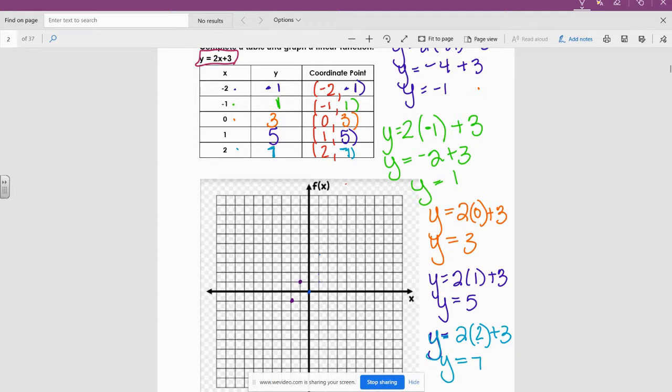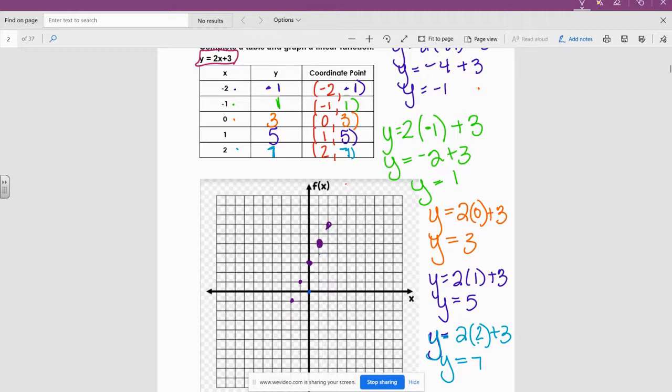When x is 0, y is 3. So 0, so you don't move on the x-axis left or right, but you go up 3. 1, 2, and 3. When x was 1, y was 5. So here is 1. This is where x is 1, y is 5. 1, 2, 3, 4, and 5. When x is 2, so we're going to go over 1, 2, y is 7. 1, 2, 3, 4, 5, 6, 7.